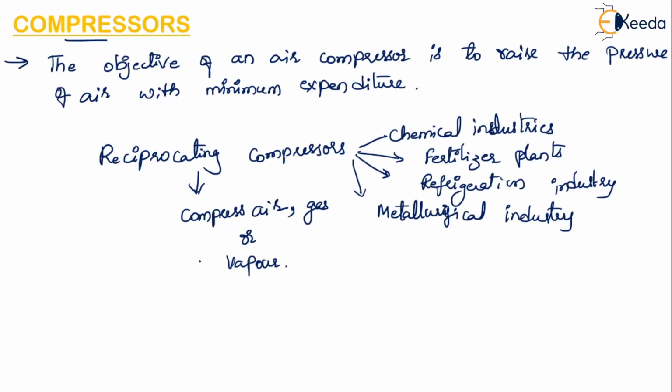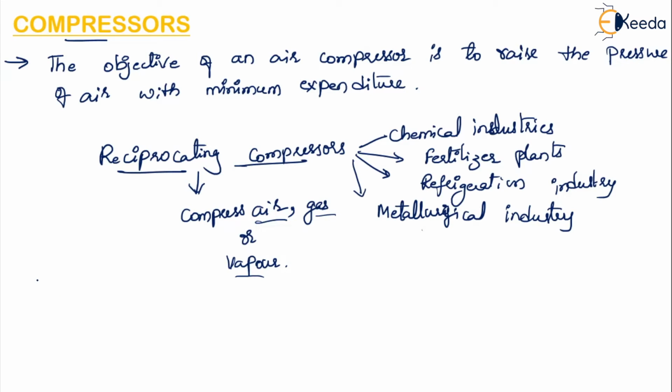Okay. So what does the compressor do? Reciprocating compressors are used in many applications like chemical industries, fertilizer, refrigeration industry, and metallurgical industries also. They are used mainly to compress the air, that is to increase the pressure of air, gas, or vapor.